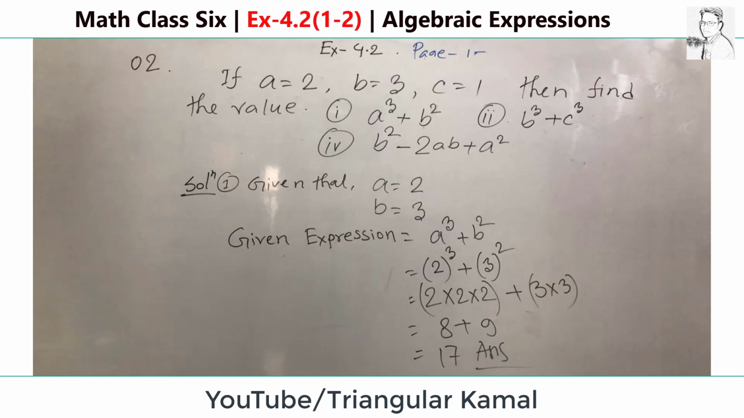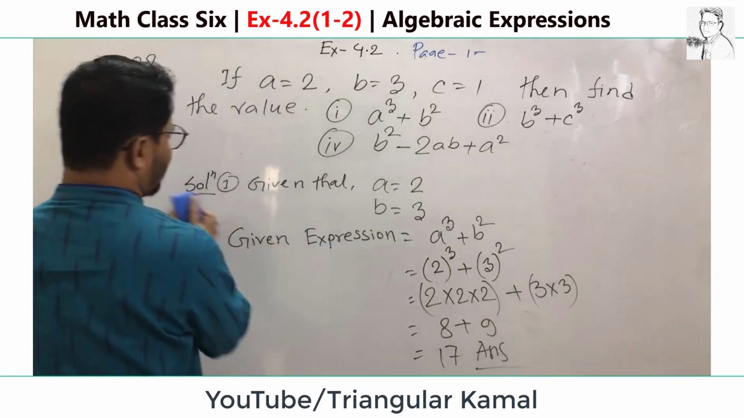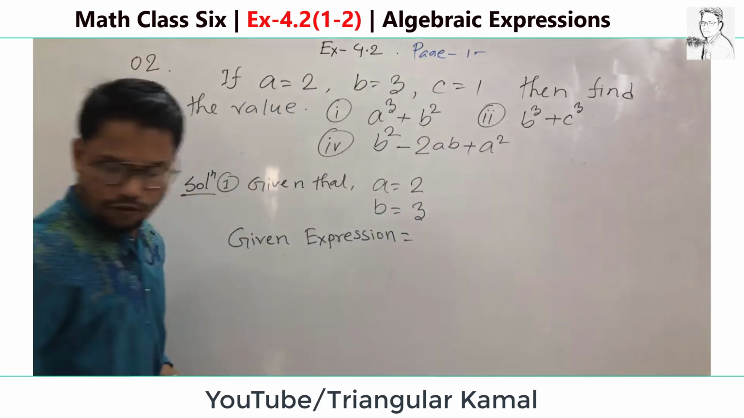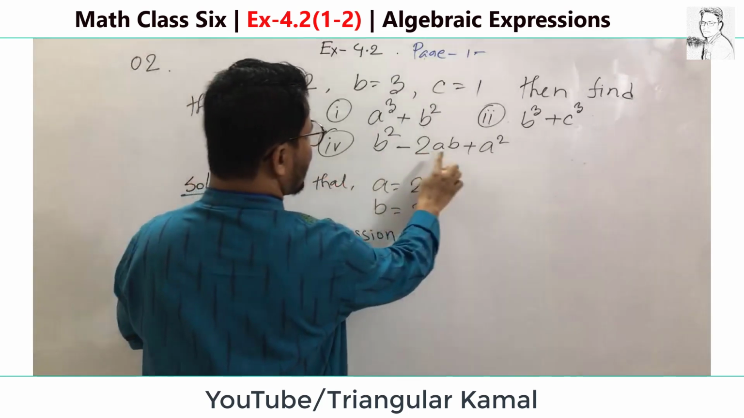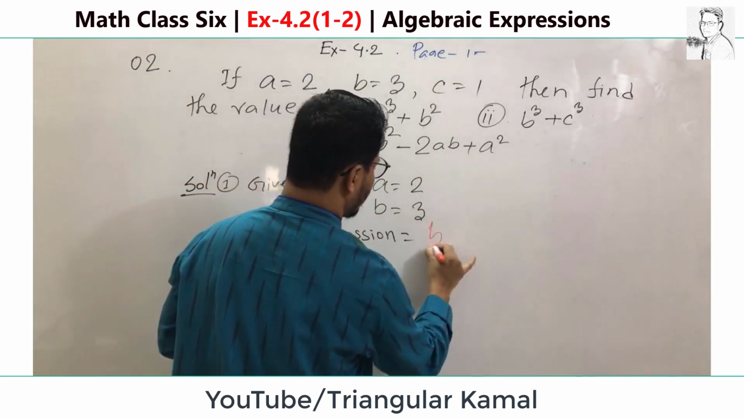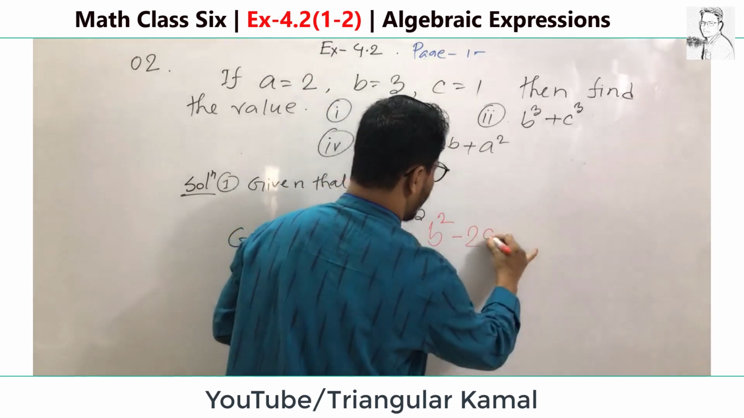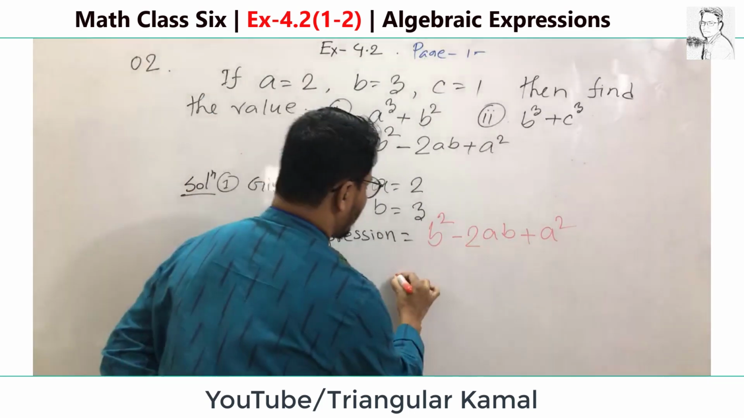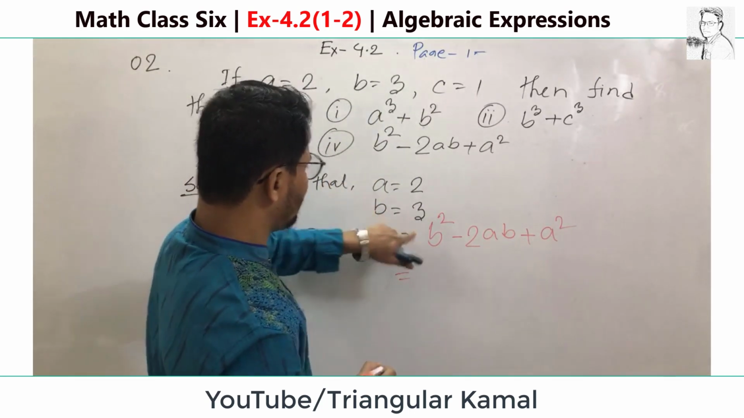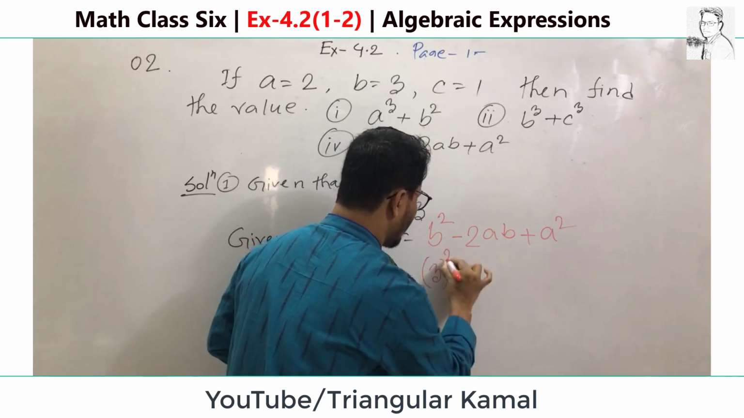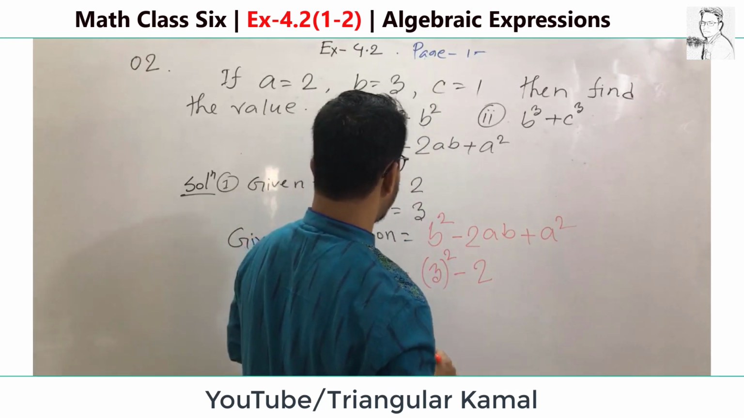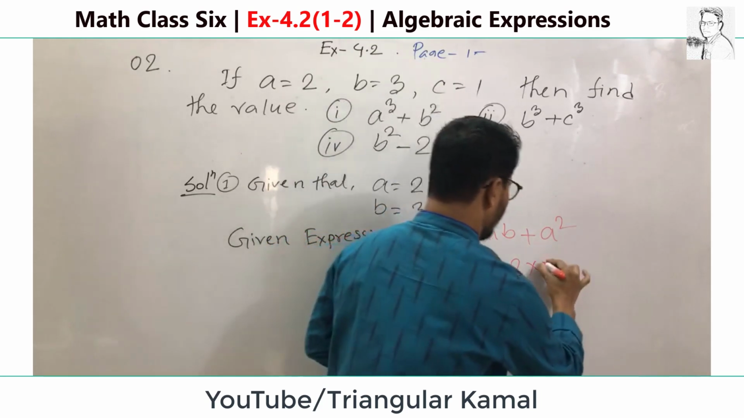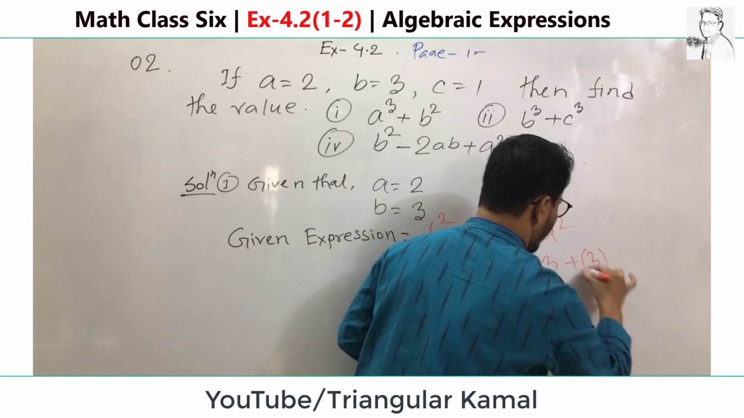Okay, sir. Next question, I will do this one, number 4. Number 4 is given here with A and B. So the given expression is B square minus twice AB plus A square. So B equals 3. That means 3 square minus 2A, A multiplied with 2 and B equal 3, plus 3 square.